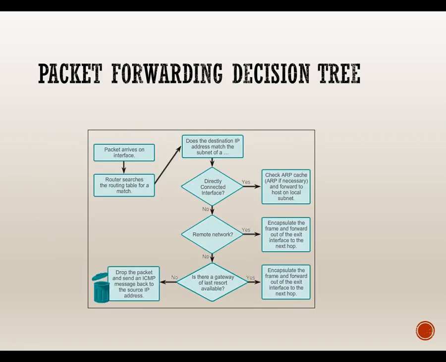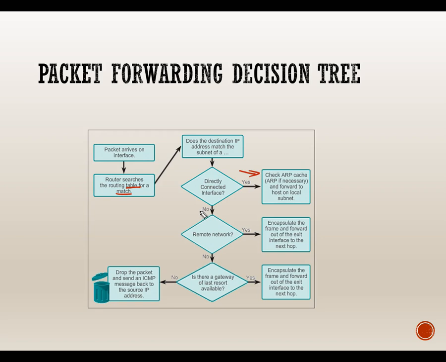But the packet forwarding decision tree here: a packet arrives at the interface. The router searches the routing table for a match. Does the destination IP address match the subnet of a directly connected interface? If that's yes, it checks the ARP cache to see if it's available, and if it is in the ARP cache, then it knows to send it. Otherwise, it's going to go through the ARP process.